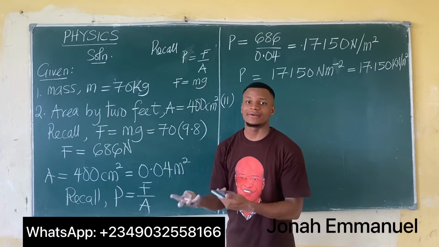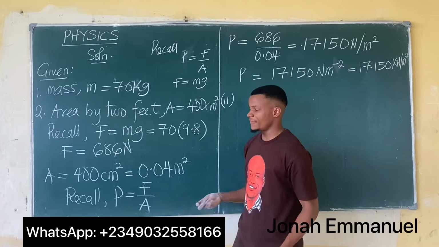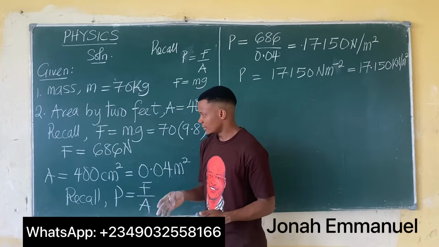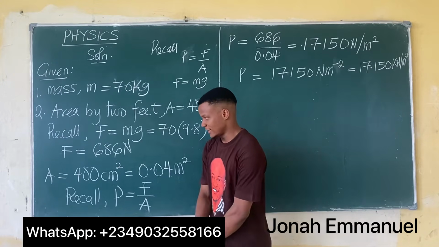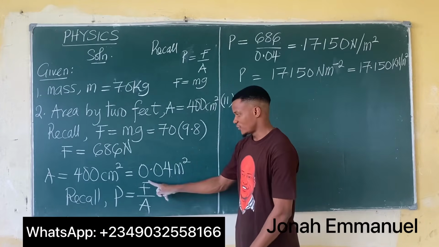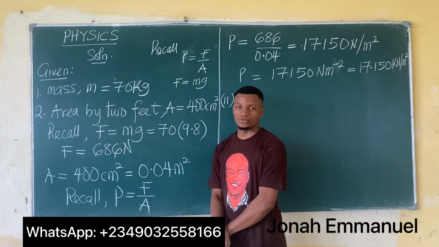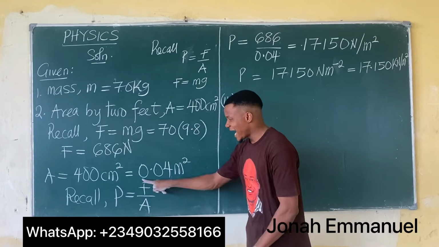A particular area of the ground. Alright, so if that's the case there, that means if he stands on his feet, that's both legs there, he will occupy 400 cm squared, which is 0.04 meters squared. What if he now stands on just 1 foot? He will occupy half of this.